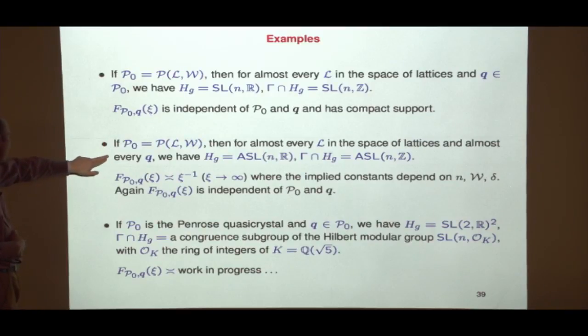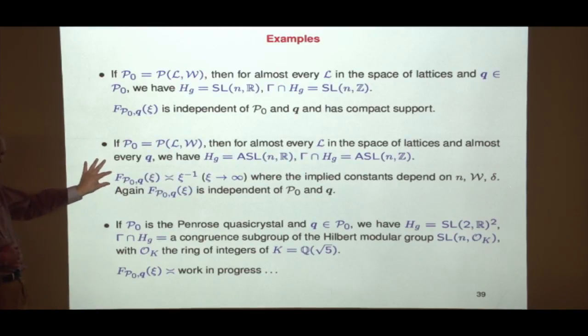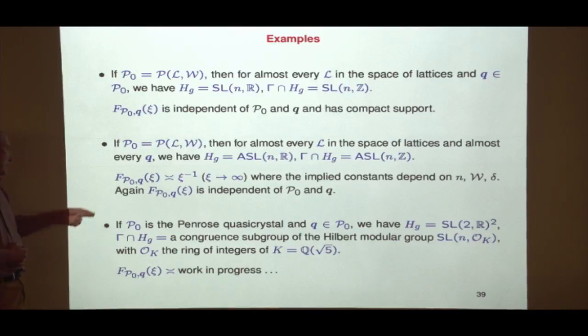Here, this is the other question. If we have this generic point, again in the measure sense, then we get the full group. In this case, we can show that, again, the free path length decays like psi to the -1, just as in the case of lattices. And the other properties also become apparent from the formulas.